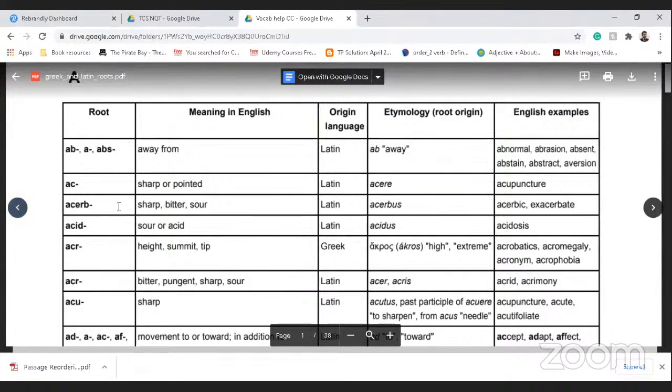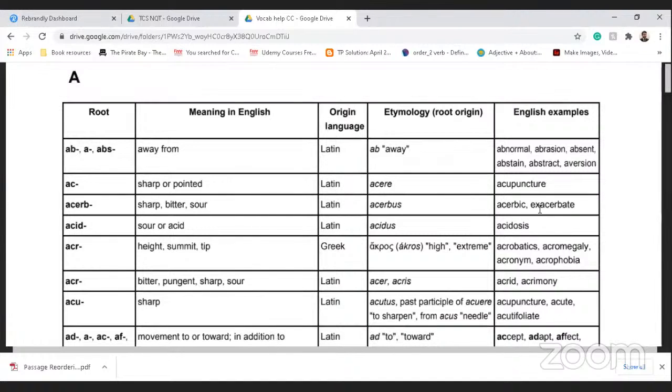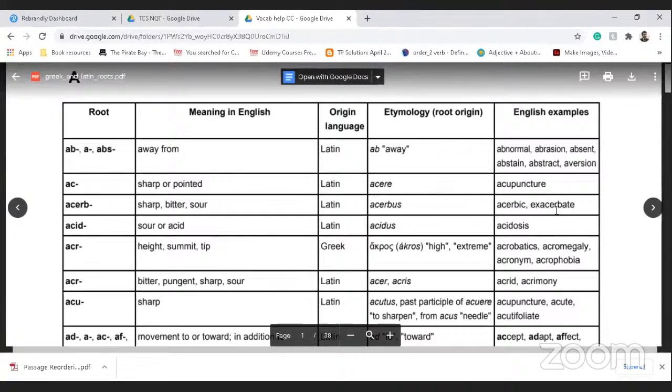Acerb. So if there is any word which has this root anywhere in the word, acerbic, exacerbate, exacerbate, okay? In this case, these both words, acerbic and the other word, what will their meaning be? Roughly, what could the meaning be? It will be in the context of using it for sharpness, bitterness or sourness.